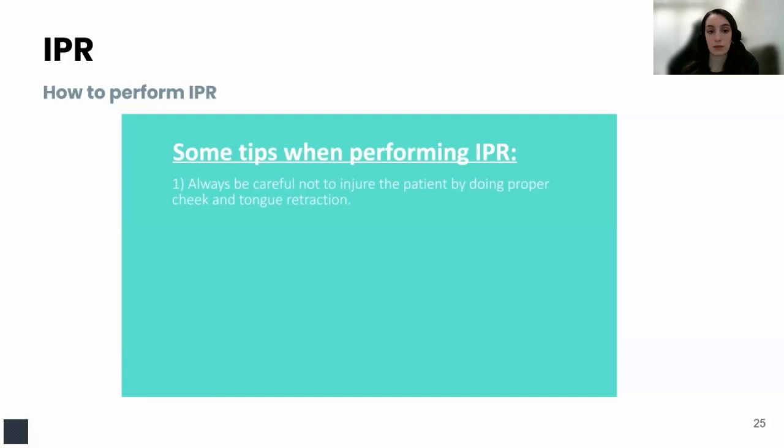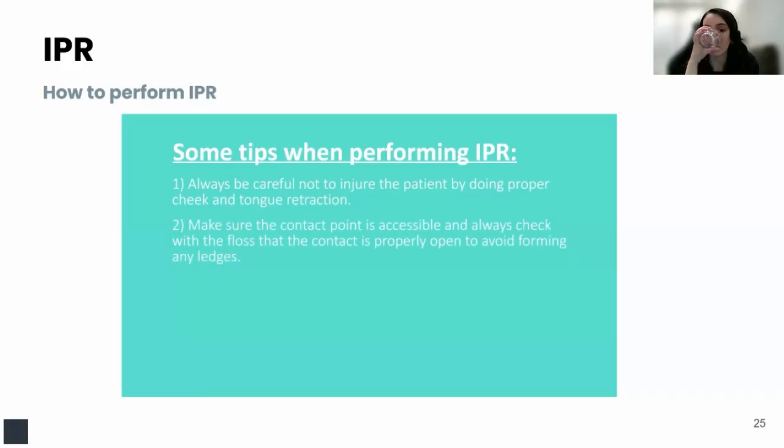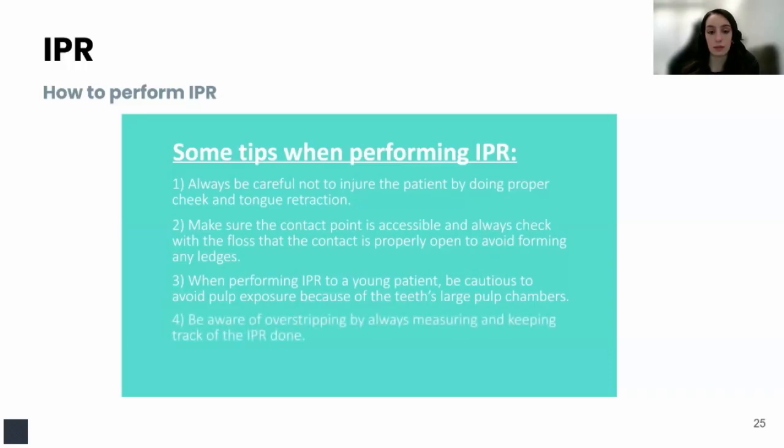Always be careful not to injure the patient by doing proper cheek and tongue retraction. Make sure the contact point is accessible and always check with the floss that the contact is properly open to avoid forming any ledges. When performing IPR to a young patient, be cautious to avoid pulp exposure because of the teeth's large pulp chambers. Be aware of overstripping by always measuring and keeping track of the IPR done.